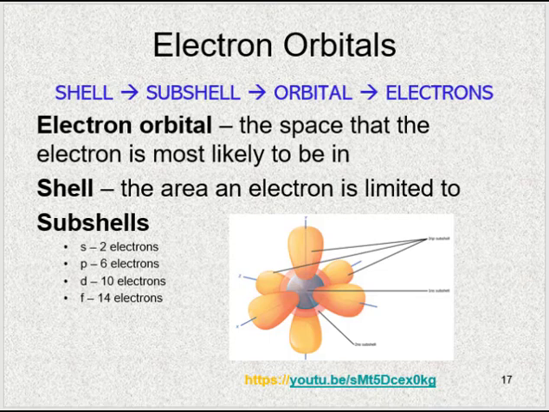Within each subshell, there are different electron orbitals. And electron orbitals are the space that the electron is most likely to be in. Some subshells will only have one orbital, whereas some subshells will have multiple orbitals. Take a look at this video. It will show you how these shells and subshells come together and where exactly these electrons are within the orbitals.